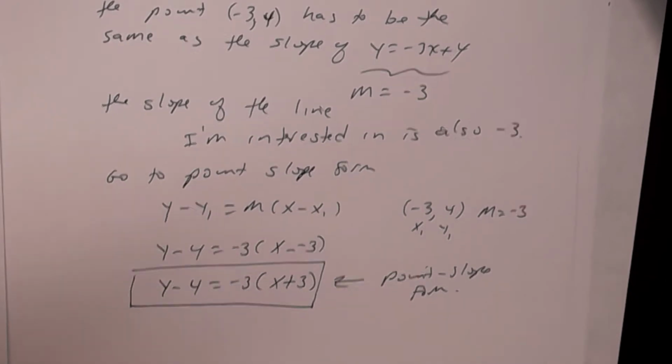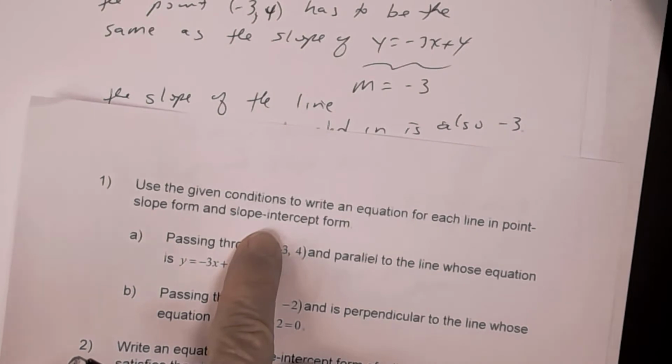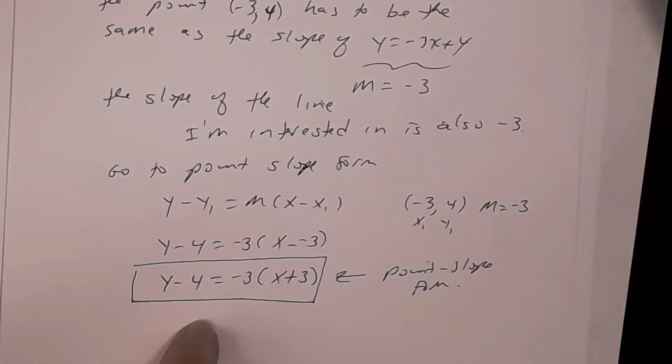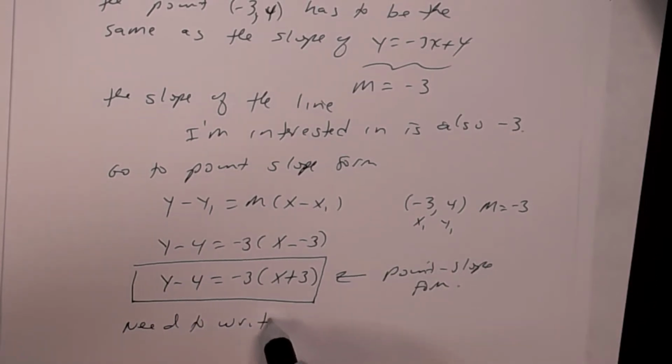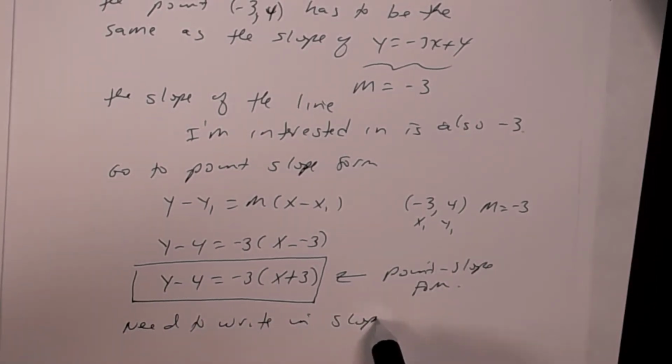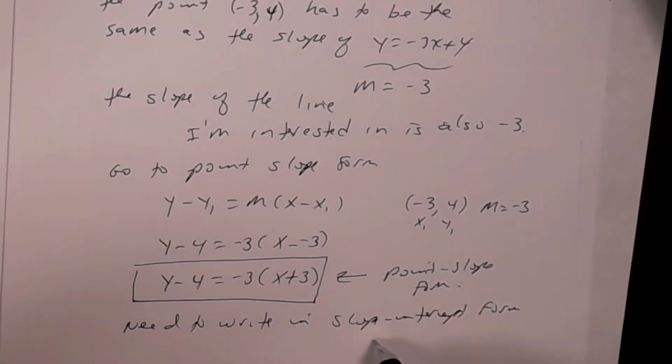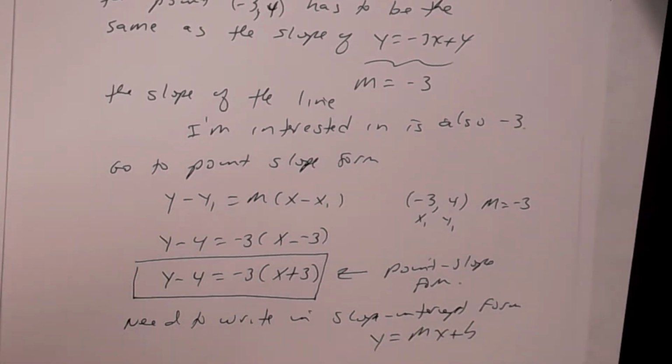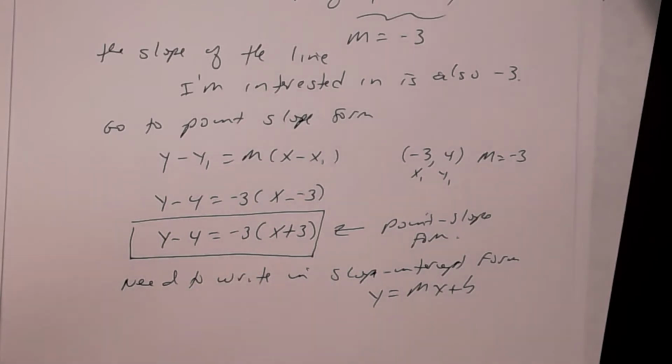All right, now the next part says this. You also want to write this in slope-intercept form. So to get this in slope-intercept form, remember you get y by itself. You solve for y. So let's go ahead and take this right here and go a little bit further. So now we need to write this in slope-intercept form. All right, and remember, slope-intercept form is y equals mx plus b. So basically what we have to do is we have to take this equation here and solve for y.